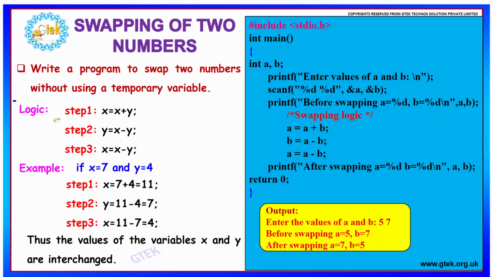swapping two numbers without using a temporary variable is that our first step is, we have the variable x, to which we'll be summing both the values, say x and y, that is our two variables. We are adding it and we are storing it in x. Now x will have the sum of both the numbers.